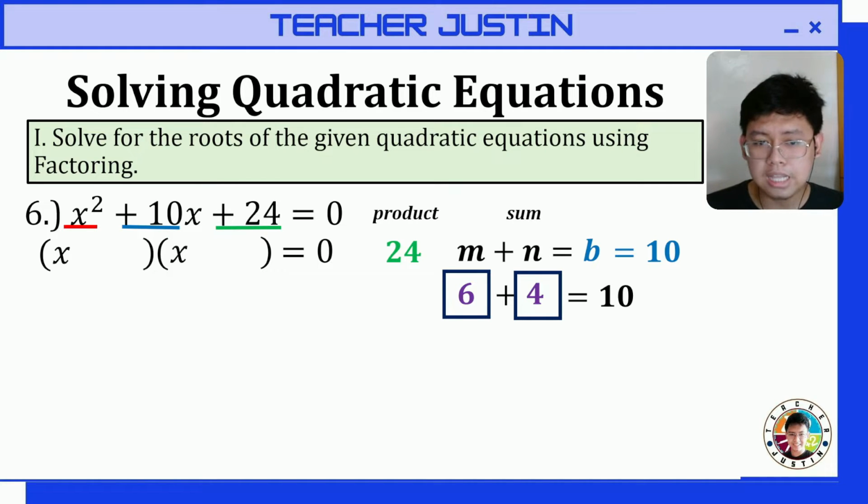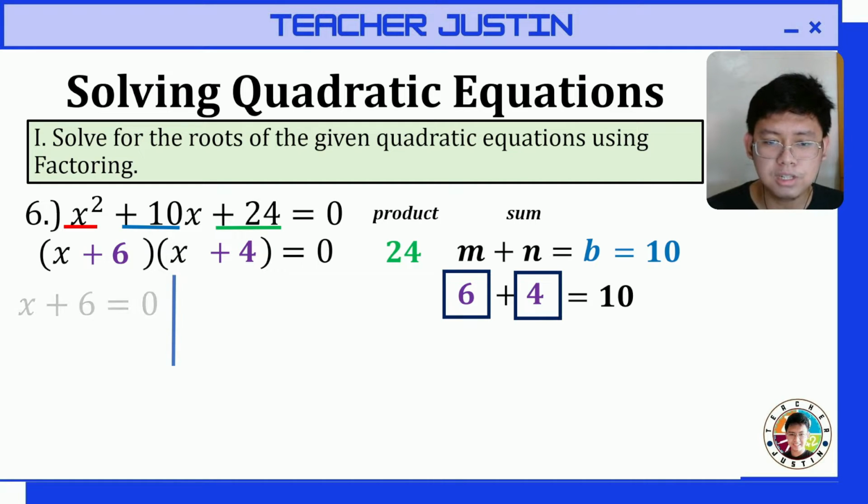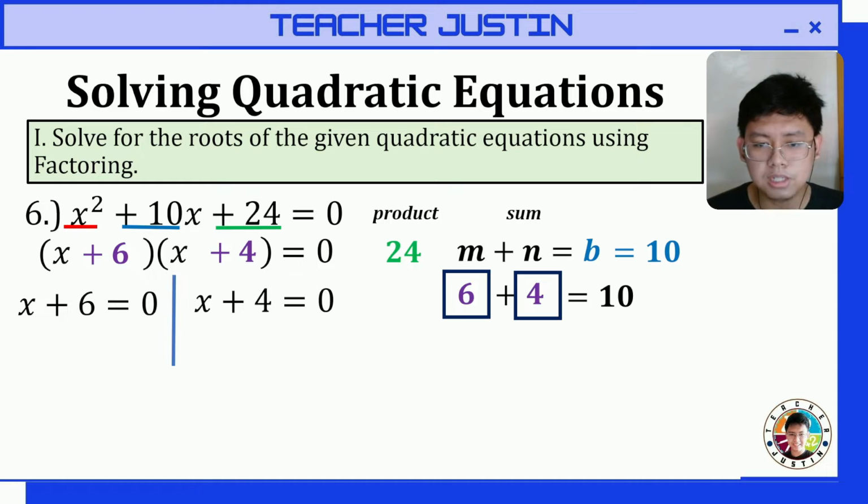Okay, so si 6, lalagay natin sa first group. So, positive 6. At si 4, ilalagay natin sa second group. That will be positive 4. So, that's it. Yung factors ng polynomial natin will be x plus 6 times x plus 4. Ayan. So, meron na tayong factor. Ang susunod nating step after we apply factoring will be equating each factor to 0. So, si x plus 6 equate natin to 0. Si x plus 4 equate natin to 0. Now, let's solve for the value of x sa bawat equation.